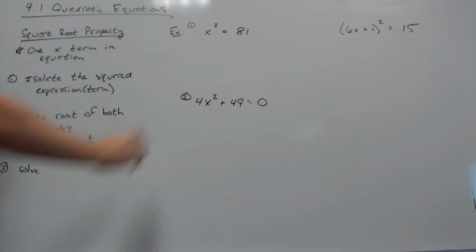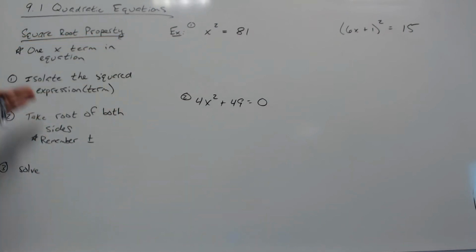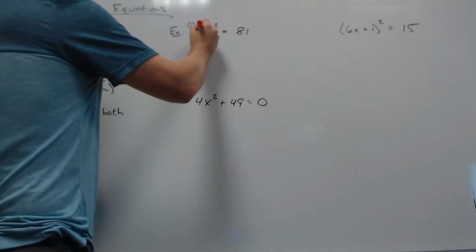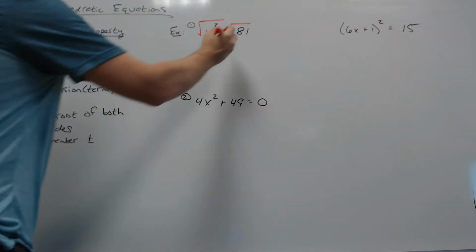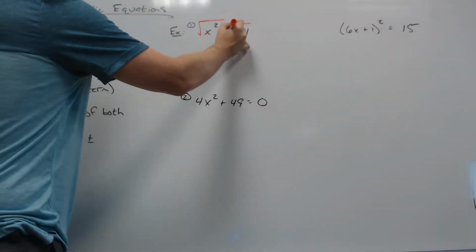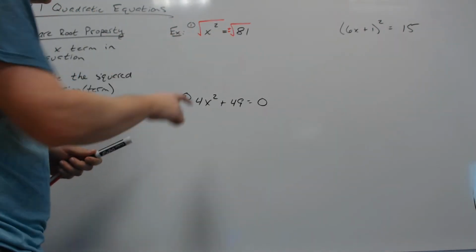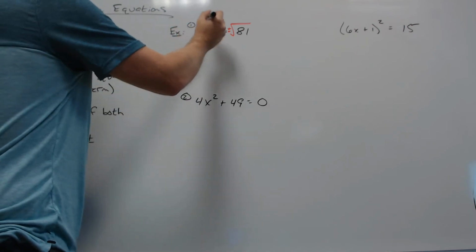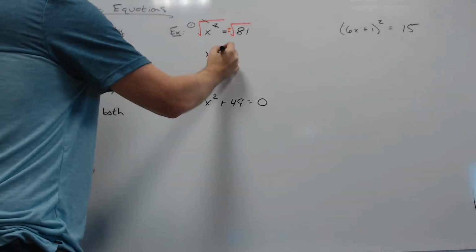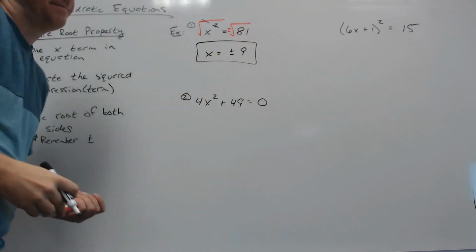So in this first example, it's already set up perfectly. I have the x squared term all by itself, so I don't need to isolate anything. I can just take the root of both sides. So I'm going to take the square root of both sides. And remember, don't forget the plus and minus. When I take the square root of 81, there are two answers, plus or minus the square root of 81. And as we saw in Mod 8, square rooting a square, those operations are inverses of each other, so they cancel out. We have x equals plus or minus the square root of 81, which is 9, and we're done.